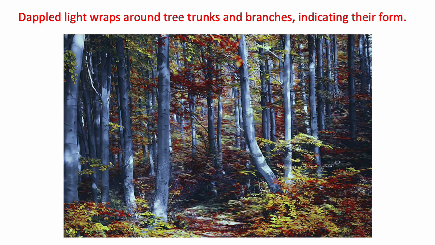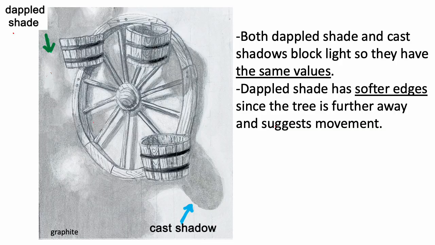Dappled light is also seen on tree trunks and branches. It helps indicate their form by wrapping around them. My drawing here shows dappled shade as well as cast shadows like the one for this bucket. Since they are both shadows blocking light, they have the same values or degrees of darkness. The difference is that the dappled light and shade have softer edges than the shadows for the buckets because the trees are further away than the buckets. Also, the soft edges suggest wind blowing the leaves. Hard edges would stop that movement.